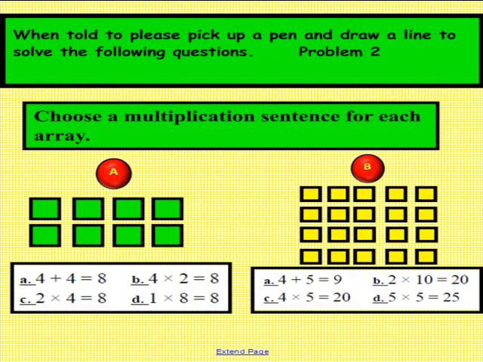Problem 2. We should have a new student up at the smartboard. What we'd like for you to do is choose a multiplication sentence for each array. Which one is correct for A and which one is correct for B? Please draw a line underneath the correct answer. Please pick up a pen now.